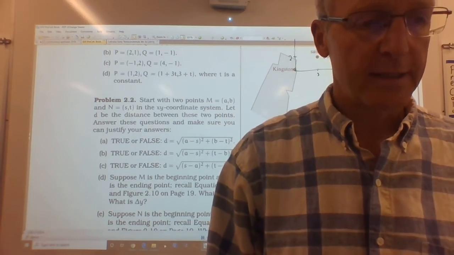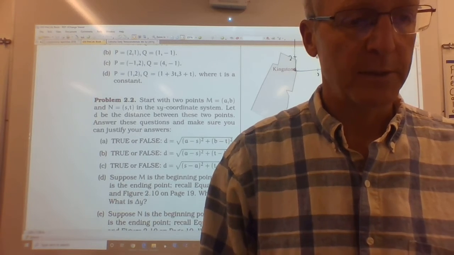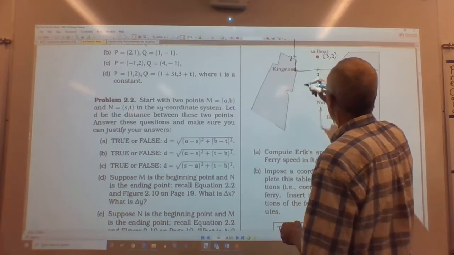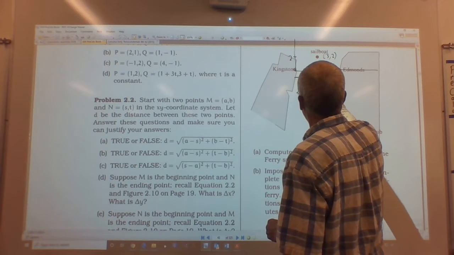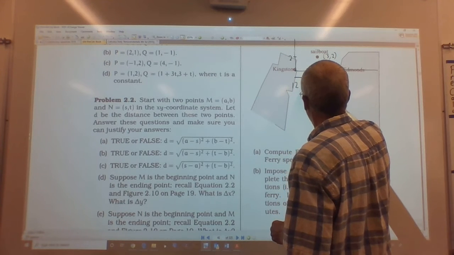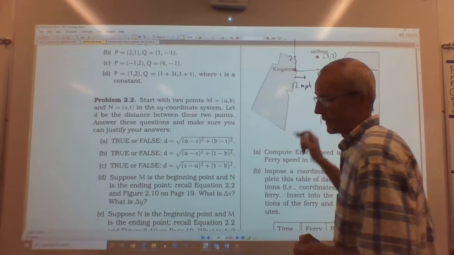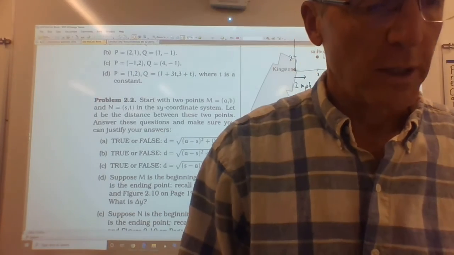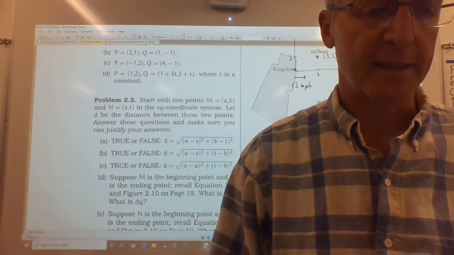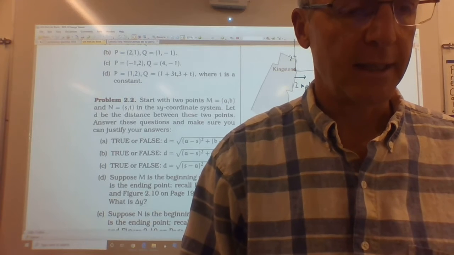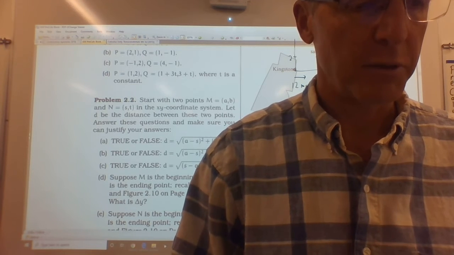And then we can also label what's happening. The ferry leaves Kingston heading due east towards Edmonds at 12 miles per hour. So the ferry goes this way at 12 miles per hour. And we also know that at the same time, which is nice, Eric leaves the sailboat in a dinghy heading due south at 10 feet per second.